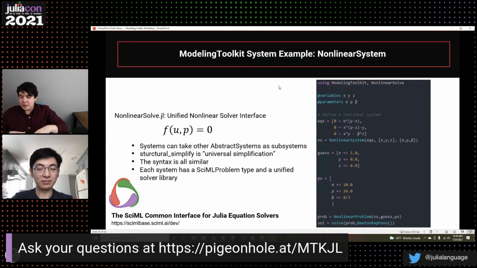Now, ModelingToolkit does extend far beyond ODE systems, though. So here, for example, is an example of a nonlinear system, right? We say that, oh, we want to find the simultaneous solution of x, y, and z that has all of these equations equal to 0. Well, you can say that this is a nonlinear system. The syntax looks exactly the same as the ODEs, but now you call a nonlinear solver, and boom, it is going to be the thing that solves this nonlinear system.